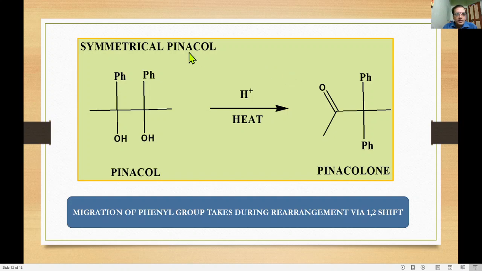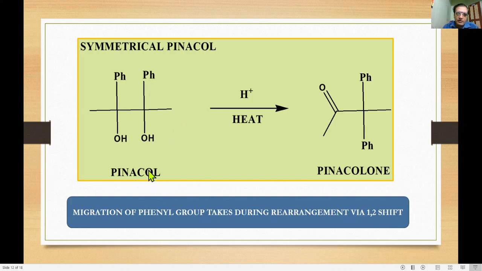Now we will discuss some more examples of the Pinacol rearrangement. This is a symmetrical Pinacol here. Why is it a symmetrical Pinacol? See CH3, C6H5, C6H5, CH3, OH. If I just break this molecule, I can get two similar pieces, like a Mosambi or any other fruit. If I take a watermelon or Mosambi and break it, I will get two same pieces. So that is a symmetrical Pinacol.